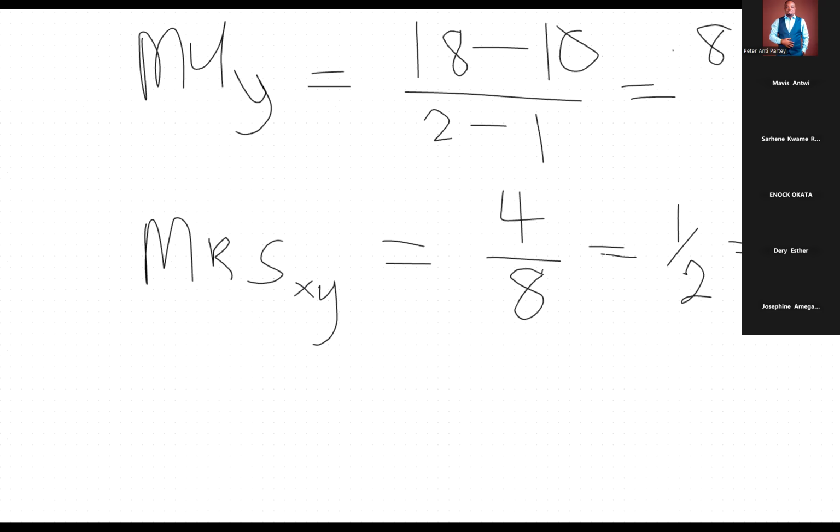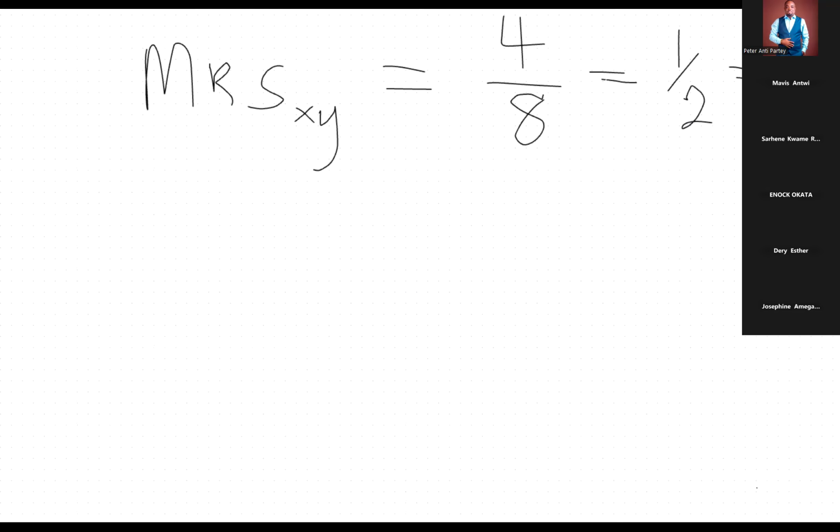Okay, the final result. What this means is that the individual is or will be able to substitute 0.5, which is half unit of commodity X, for 1 unit of commodity Y. That's the interpretation.